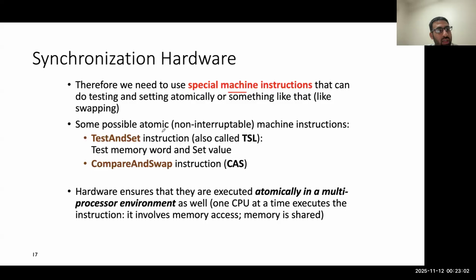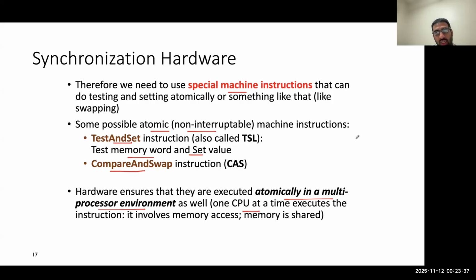Modern computer architectures provide these atomic, or non-interruptible, instructions. An example is the test and set instruction, which tests a memory word and then sets its value based on the result of the test operation. Another is the compare and swap instruction. I will explain both of them. Hardware ensures that they are executed atomically in a multiple processor environment, which basically means that only one CPU at a time executes those instructions.